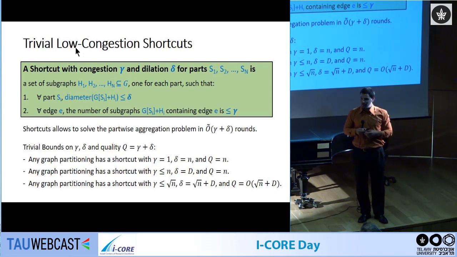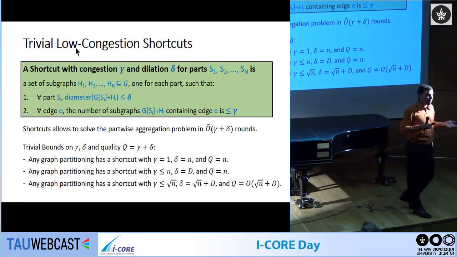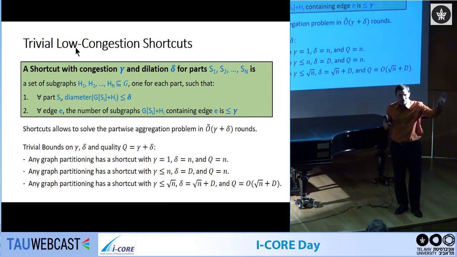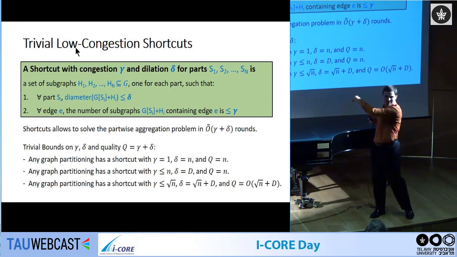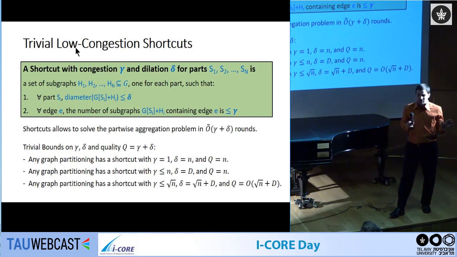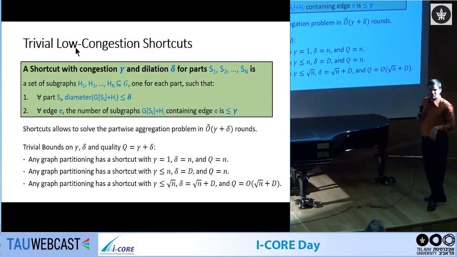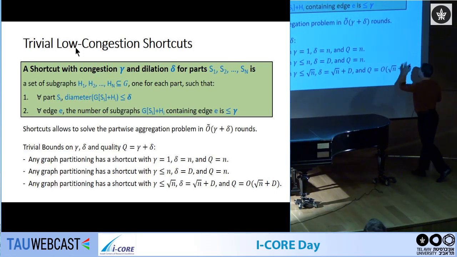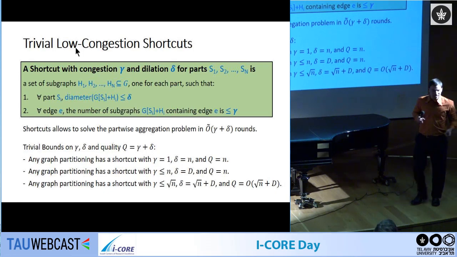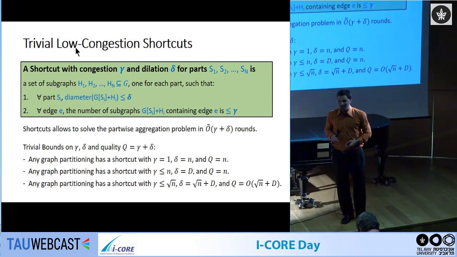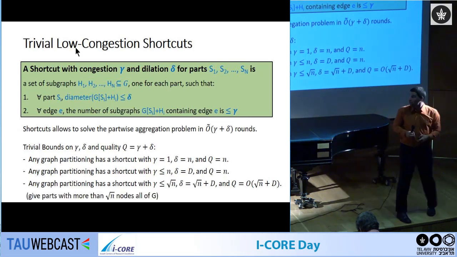Now, how many of those can there be? Square root of N, right? Because each of these parts needs at least square root of N nodes. There can be at most square root of N large parts. If for each of these parts I give them the whole graph, so this is really just a mix of these two trivial strategies, I'm fine. I have a congestion of square root of N, and a dilation of square root of N plus D. Awesome. So this gives us for any graph something of quality square root of N plus D, and really there's no magic behind it. Large parts get everything, small parts are on their own, and that's perfectly fine.